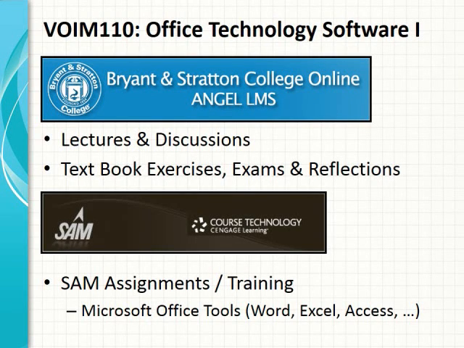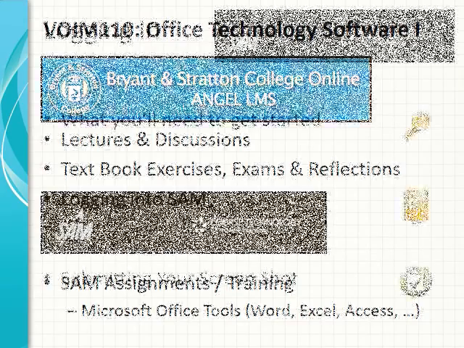The first you're very familiar with, that's Angel, and that's our learning management system, and we'll use that to deliver lectures and discussions, and to assign and to submit textbook exercises, exams, and reflections. Now the second tool that you may not be so familiar with is SAM from Cengage Learning, and we'll be using that primarily for training with different Microsoft Office tools, and for this class that's Microsoft Word.